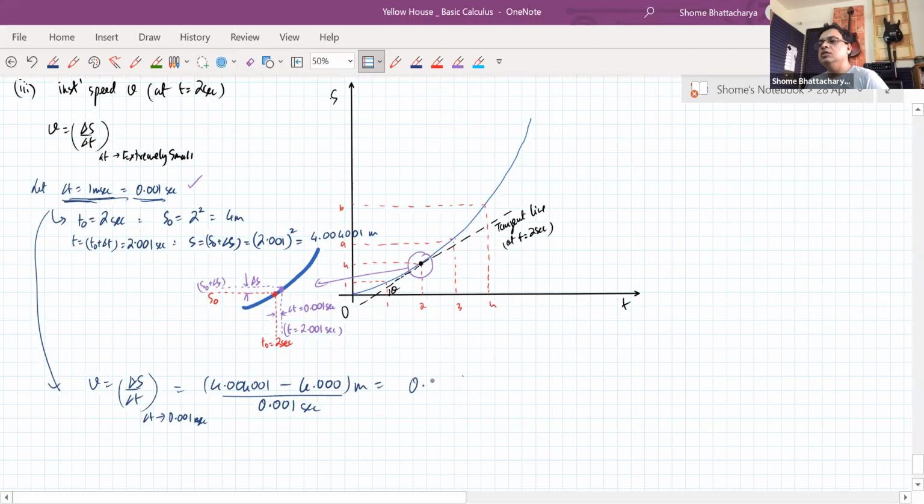So it is 0.004001 divided by 0.001. So that is 4.001 meters per second. So that's nearly equal to 4 meters per second. Okay.